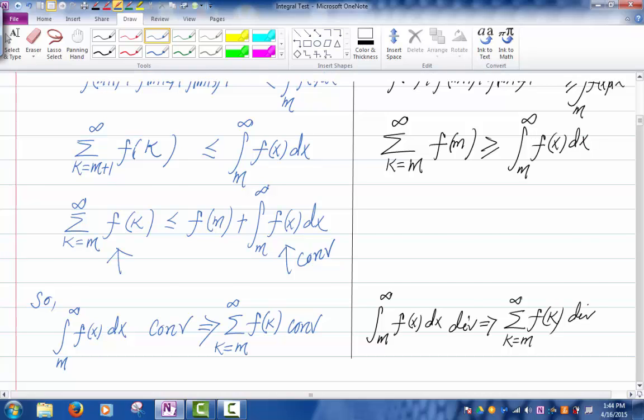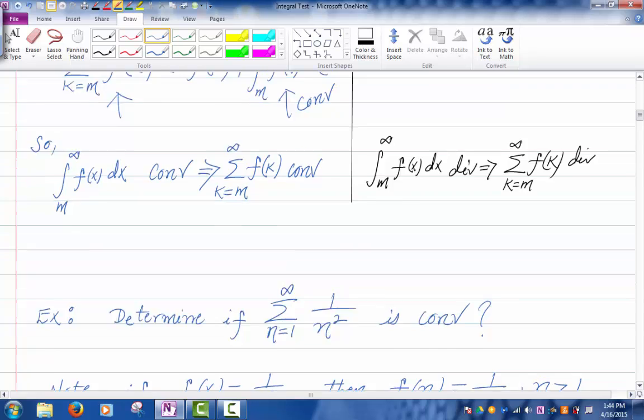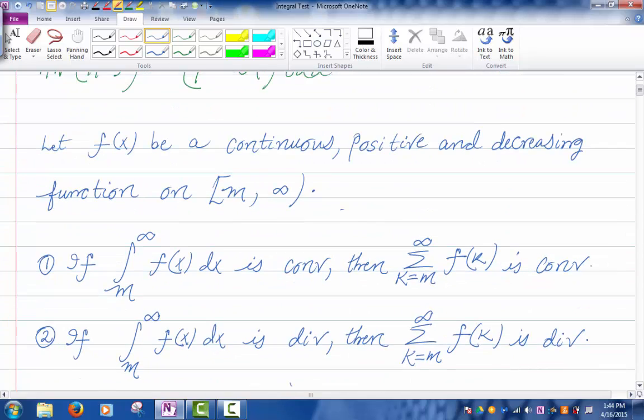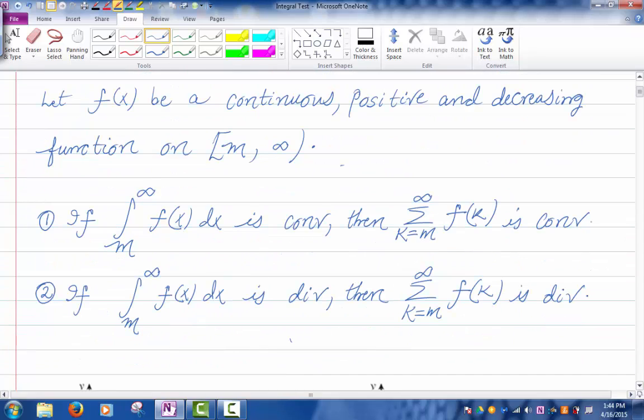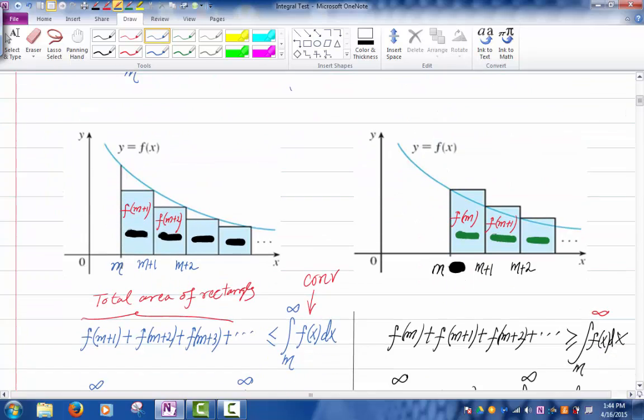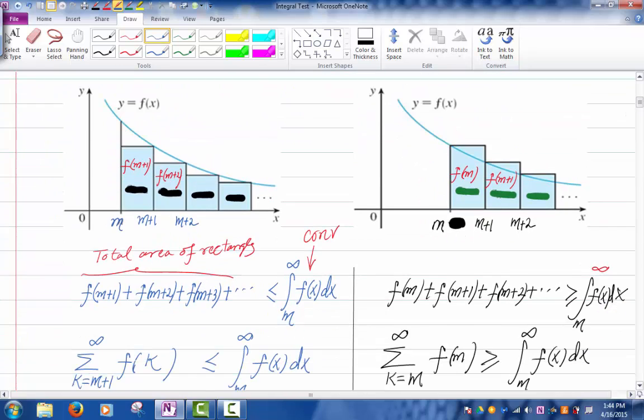Now do the opposite. Now look at the second statement. The second statement said what? And if the integral is divergent, then the series is divergent. Let's see why. Now look at the second figure. In the second figure, I am now assuming that the integral of f from m to infinity is divergent. That's what I'm assuming. What does it mean in terms of the graph?